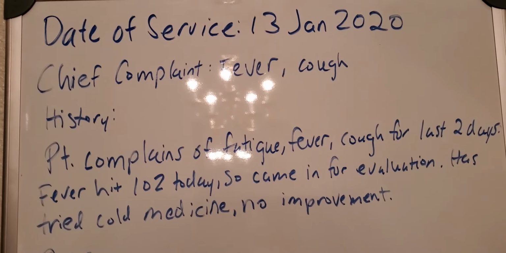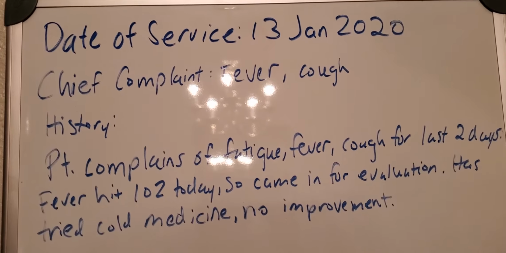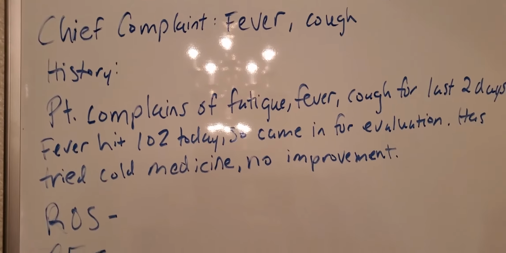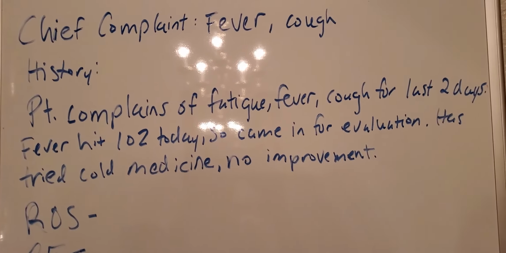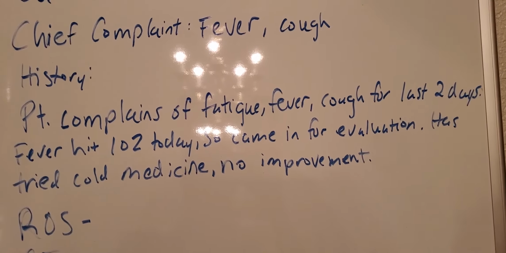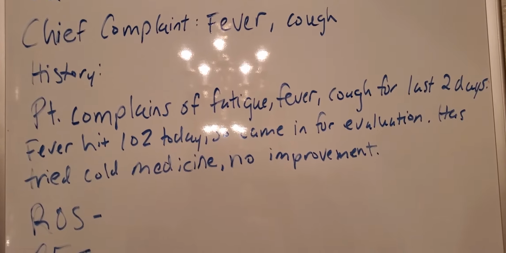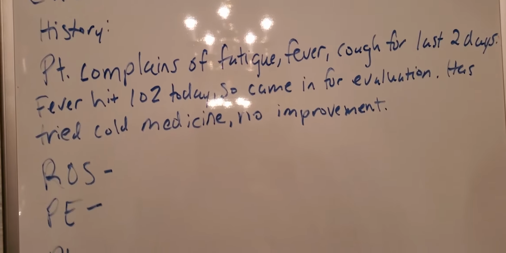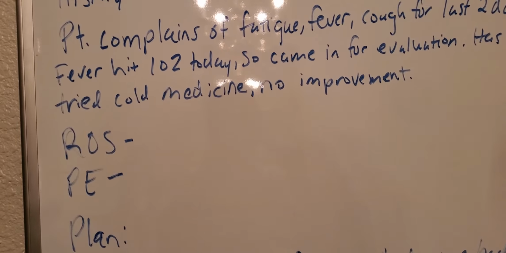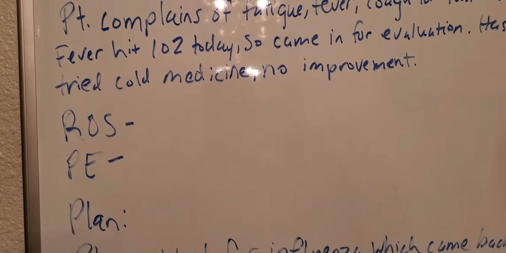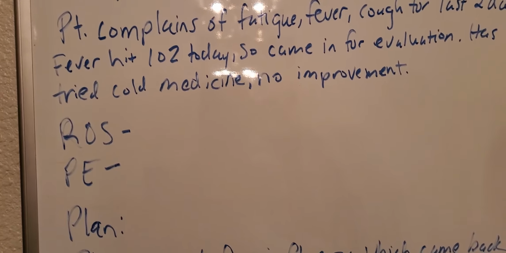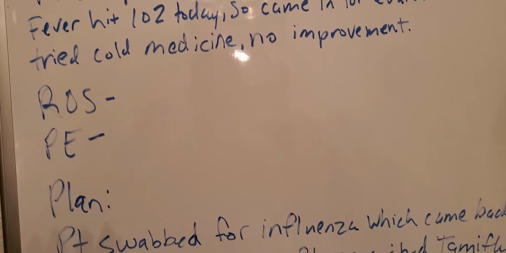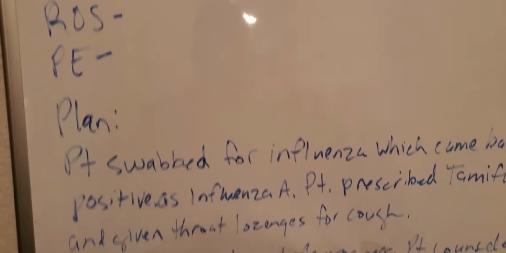Okay. So the date of service is 13 January. The chief complaint is fever and a cough. History: the patient complains of fatigue, fever, and cough for the last 2 days. Fever hit 102 today, so came in for evaluation, has tried cold medicine, no improvement. Because this is an abbreviated version, I didn't even do a review of systems or a physical exam because, like I said, we're not going to do the evaluation and management. We're just going to do the diagnosis part, okay?